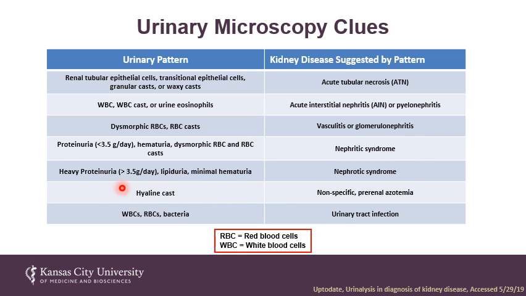Hyaline casts are very nonspecific casts that are seen predominantly in prerenal azotemia. So if someone's pretty volume depleted, they will have a fair amount of hyaline cast present. If you see white cells, red cells, and maybe bacteria, it's a sign of an infection. So that's something I would like you to try to memorize and remember for the rest of your life. It'll be helpful.